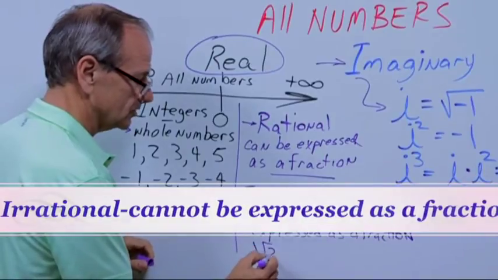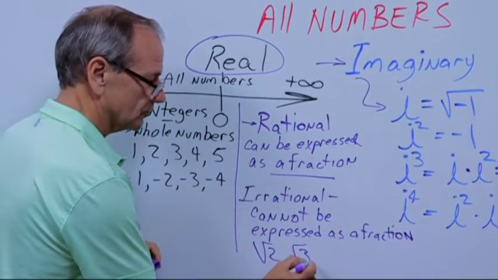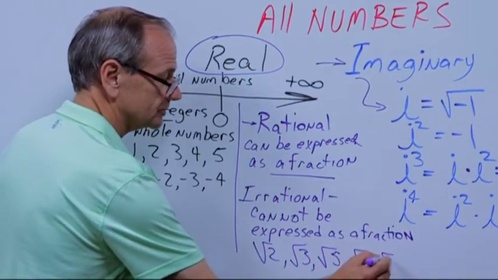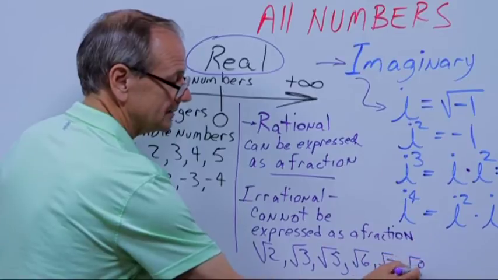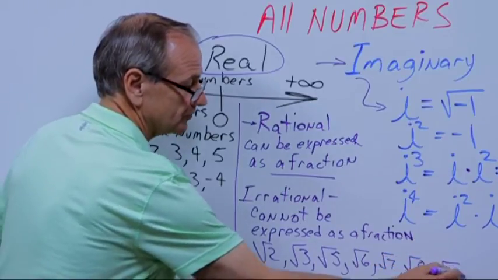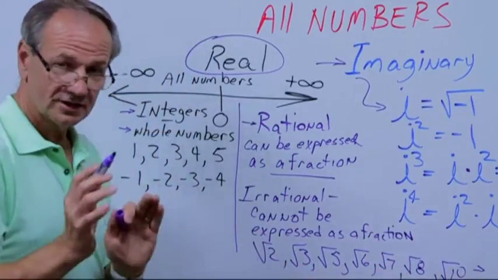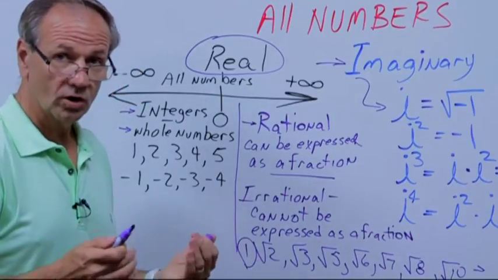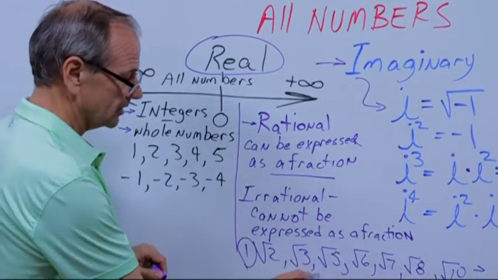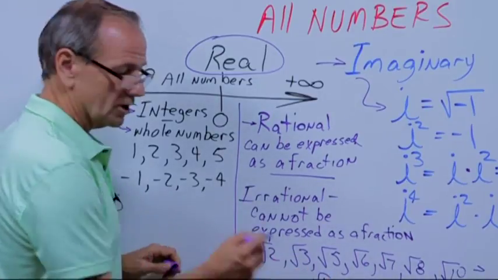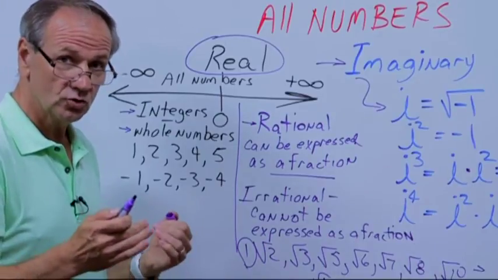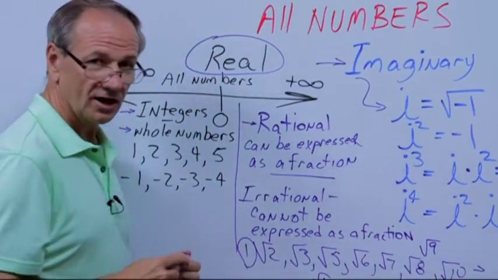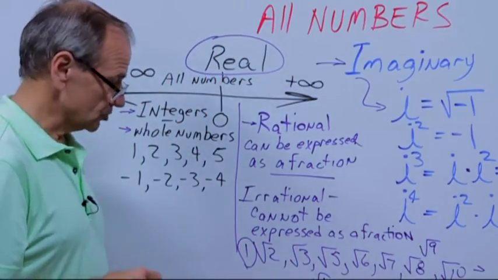Usually this is going to be square root of 2, square root of 3, square root of 5, square root of 6, square root of 7, square root of 8, and square root of 10, and so forth. You'll notice that I skipped the square root of 1 because the square root of 1 is 1. 1 is a rational number. I skipped the square root of 4 because the square root of 4 is 2, and 2 is a rational number. I also skipped the square root of 9 because it's 3, and 3 is a rational number.